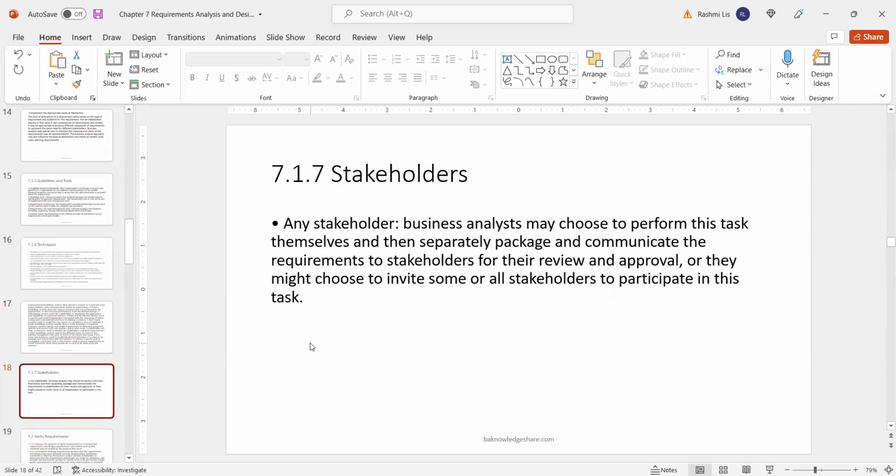So this ends this task of specifying and modeling requirements. I will continue to go through the rest of the chapter in the next few episodes.